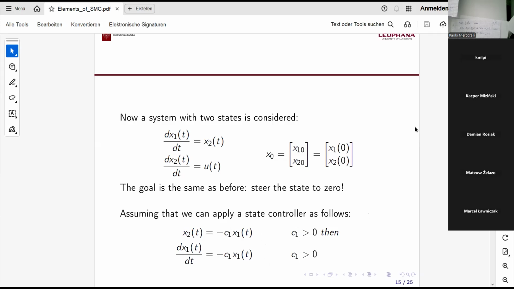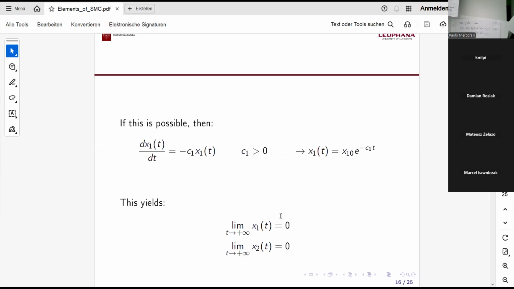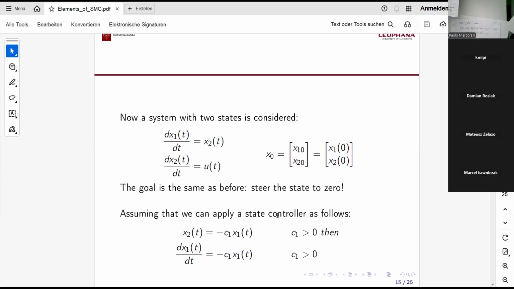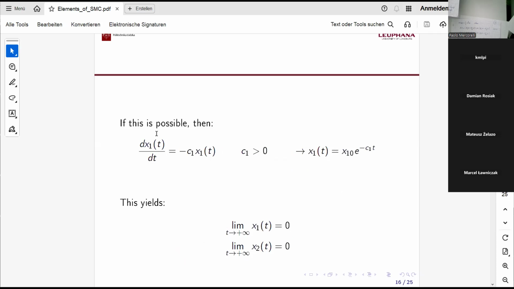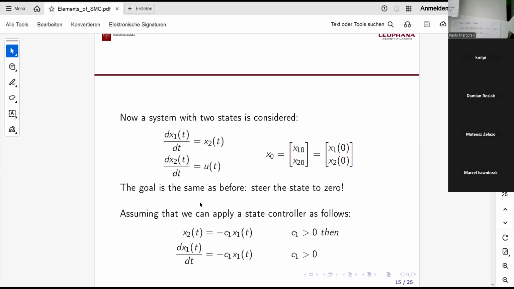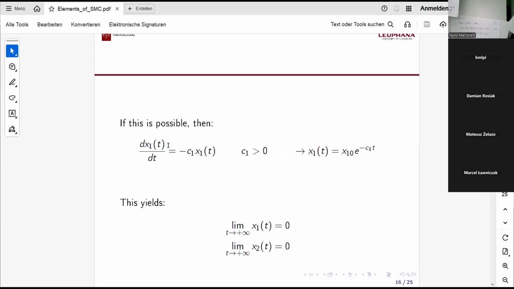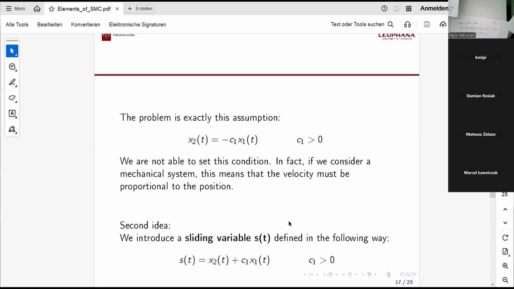I can now consider this equation here. Why that? Because if x2 is equal to minus c1 x1, I can plug it in here. And now I can solve this. Easy, no? Do you remember last time? And if I can solve this, I can solve also with respect to x2, because c times x1 is basically the same solution multiplied by x1, c1. But this is the problem here in this case.